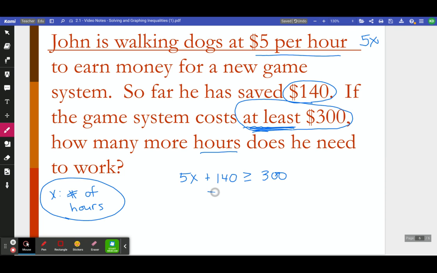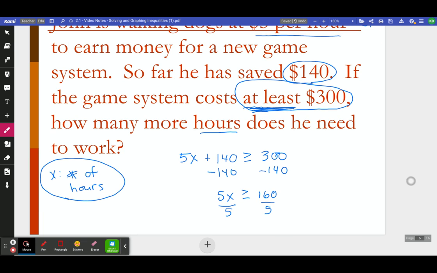From there, we're just going to solve the same way we would solve an equation. So we're going to start by subtracting the 140. 300 minus 100 is 200, minus 40 is 160. And then divide by 5 on both sides. Again, this is a positive 5, so I'm not changing my symbol here. X is greater than or equal to 32.